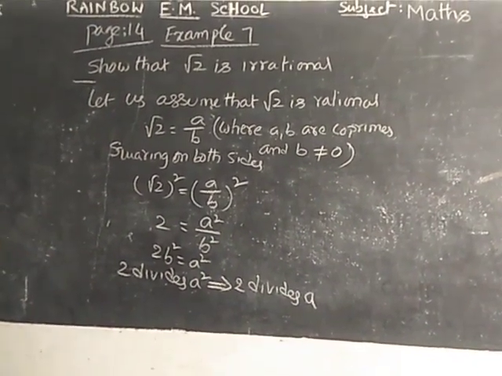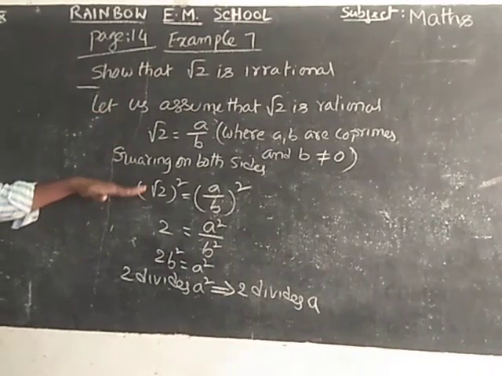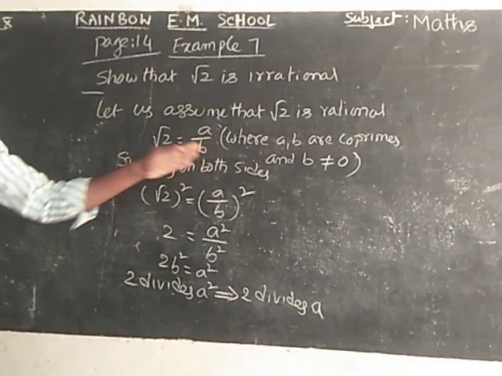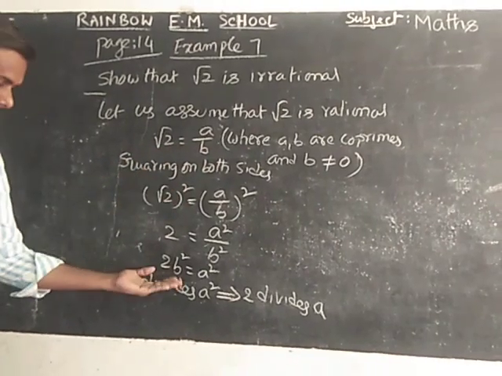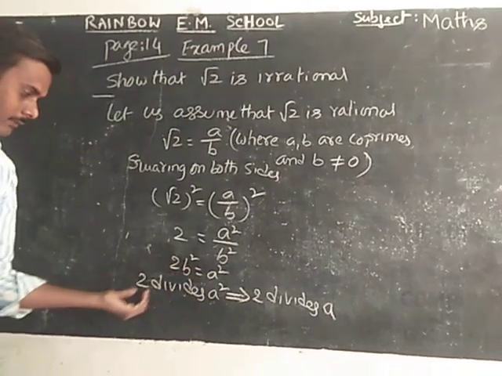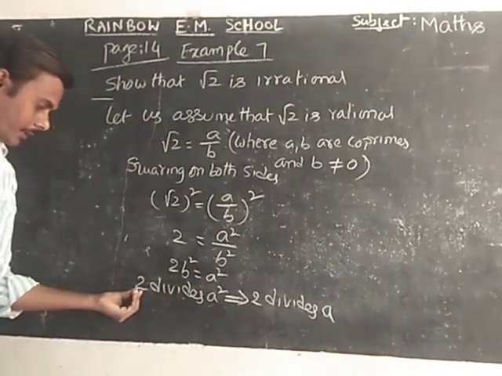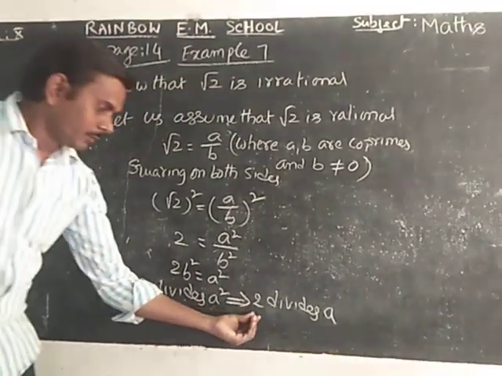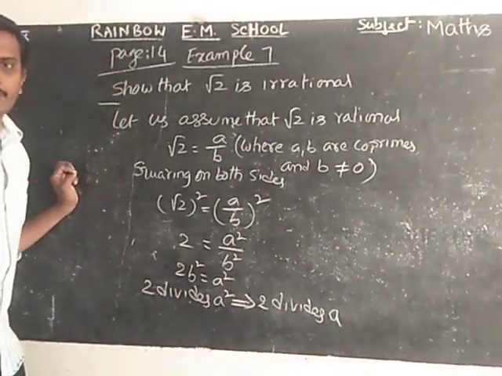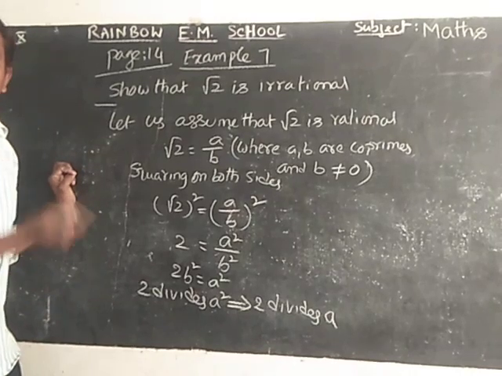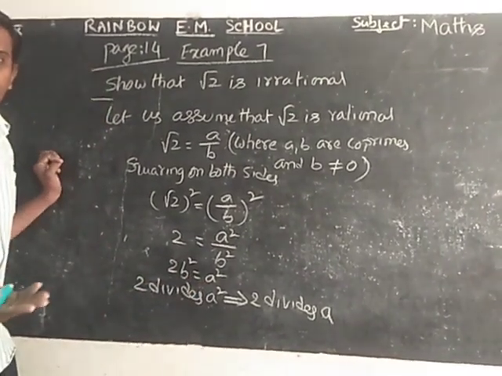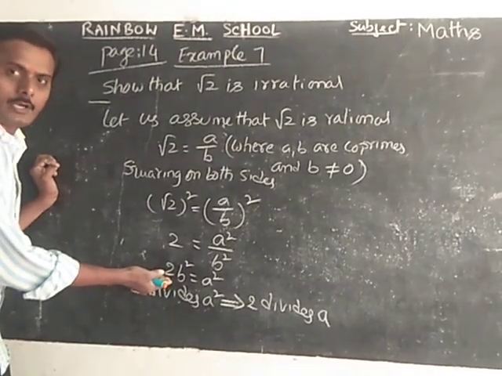One thing you have to remember, what we have done here: let us assume root 2 is rational, root 2 equal to a by b, squaring on both sides, we get 2b square equal to a square. From this condition we write this note point: if 2 divides a square, then 2 divides a. Here 2b square represents the a square value, but we want the a value. Here a value should be a multiple of 2 only, then only we will get a multiple of 2 after squaring also.